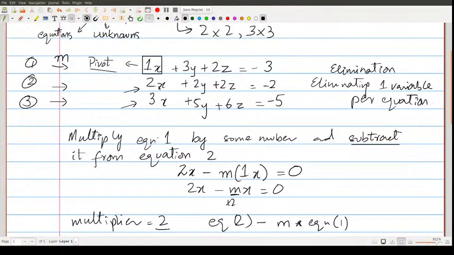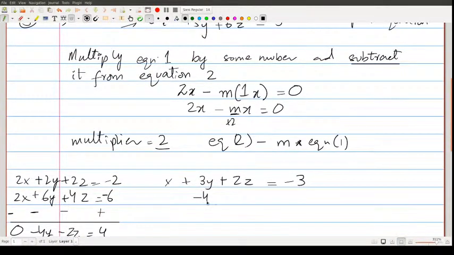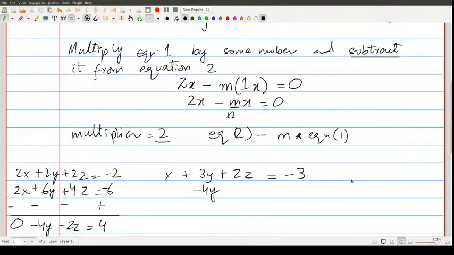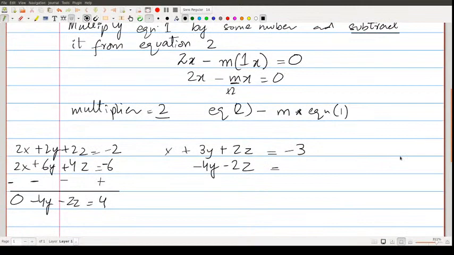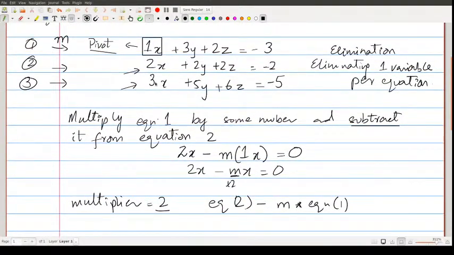So I want to do 2x minus 2x is 0, 2y minus 6y is going to give me minus 4y. So let's plug that here, minus 4y, and the second term is going to be 2z minus 4z is going to give me minus 2z equals to, again, minus 2 plus 6 gives me 4. So that's my new second equation, right? Okay, and let's do the same process for the third one.